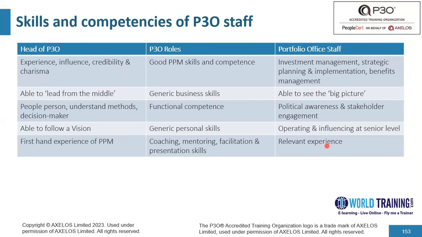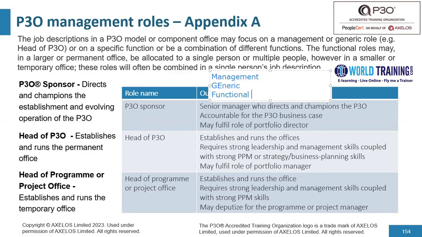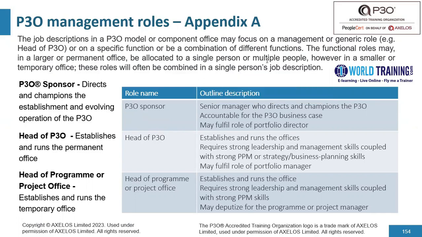Now, broadly speaking, we could break down all the roles in P3O into three types: management roles, generic roles, and specific functional roles. Let me just make a note of that for you. So broadly speaking, all the roles within P3O could be broken down into management roles, generic roles, and functional roles. By functional roles, we mean risk management, benefits management, etc. Please keep this broad classification in perspective.